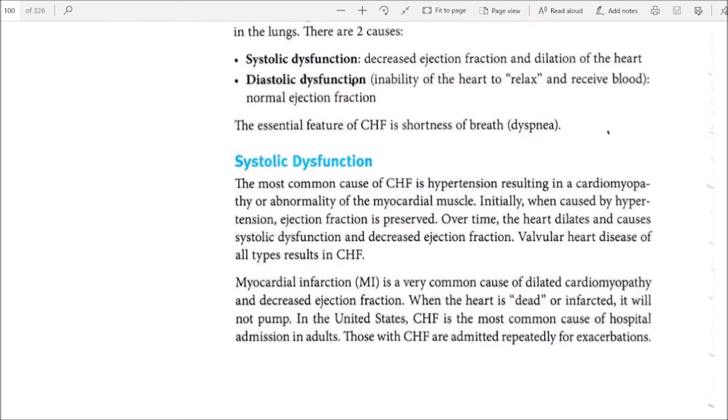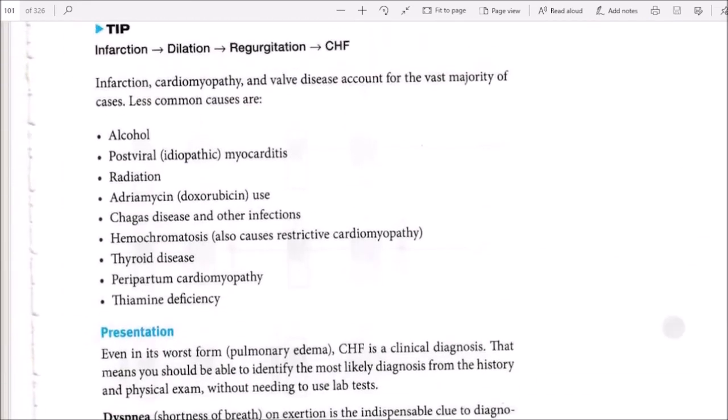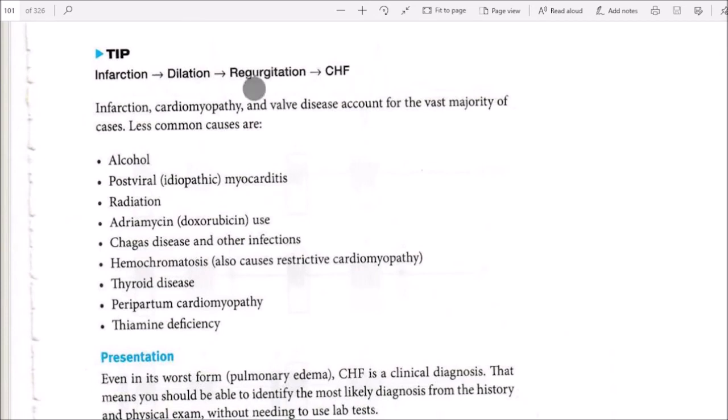In the United States, CHF is the most common cause of hospital admission in adults. Those with CHF are admitted repeatedly. Tip: infarction to dilatation to regurgitation is CHF. Infarction, cardiomyopathy, and valve disease account for the vast majority of cases.